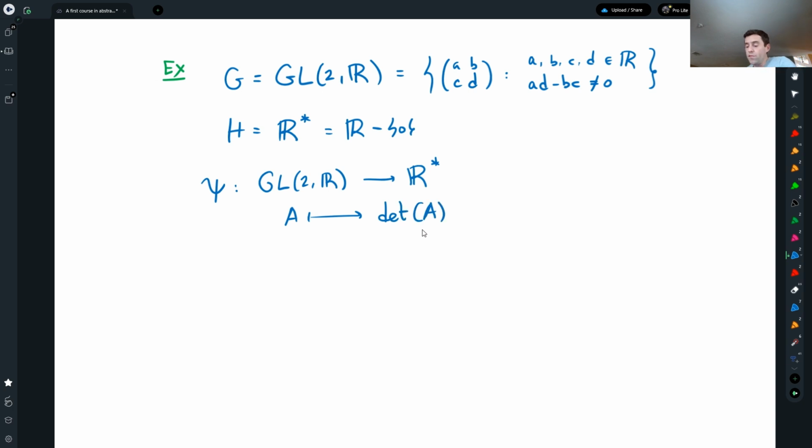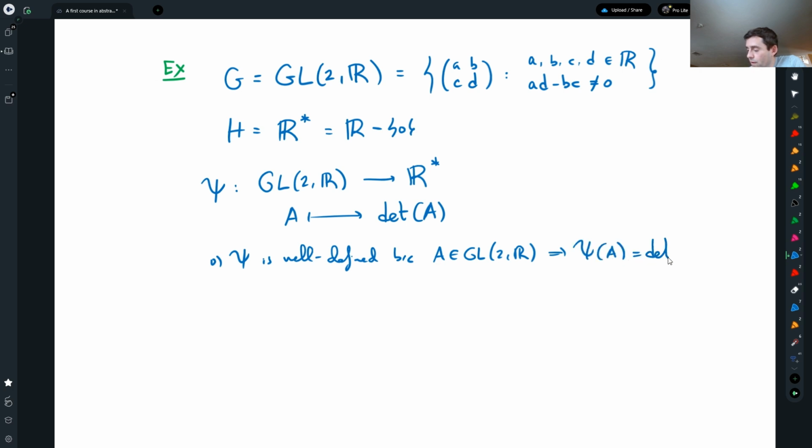Then you see that, first of all, this is well defined. So psi is well defined because if A is in GL2, then psi of A is the determinant of A. If A is the matrix A, B, C, D, it is precisely the quantity AD minus BC, which is non-zero, and therefore psi of A is in R star. So the map sends matrices to where we said they go.